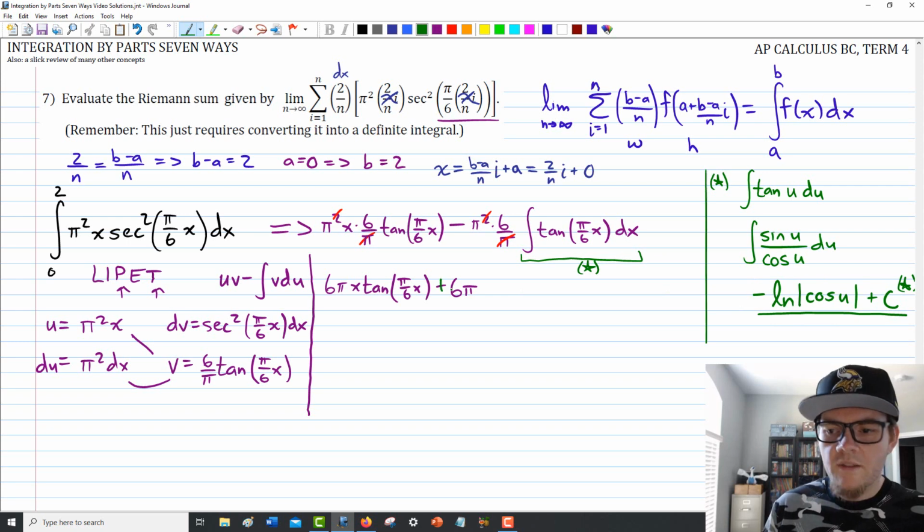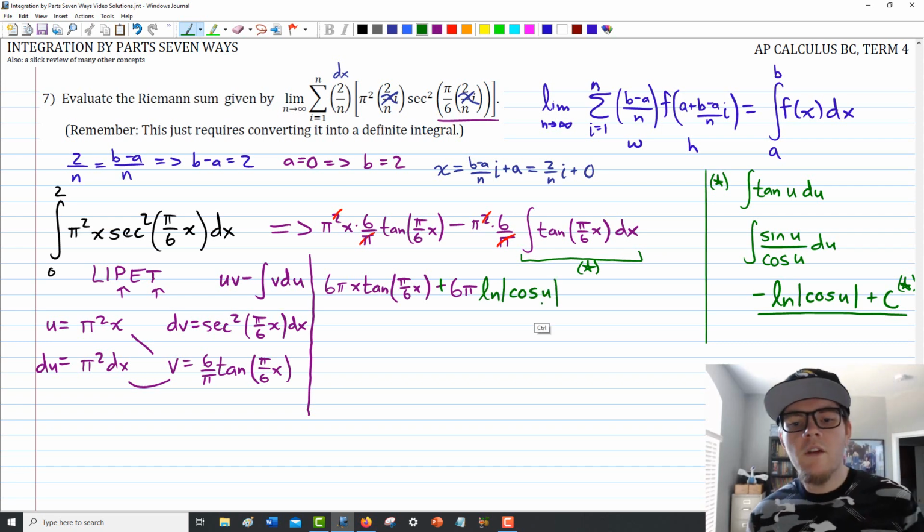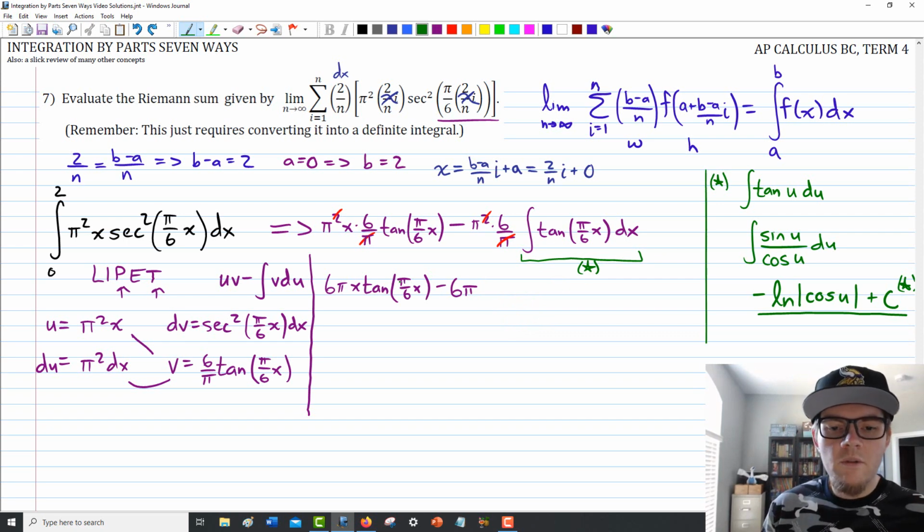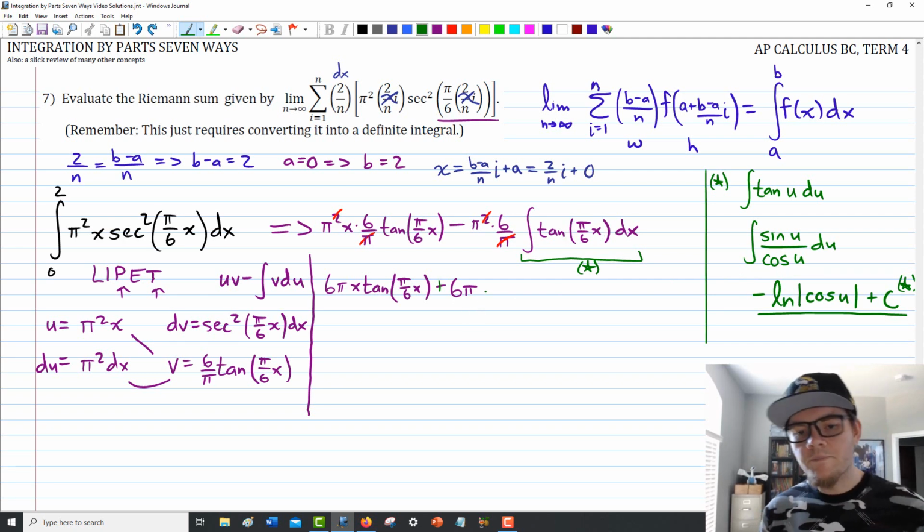If I bring that in, it's going to make this a plus, and it'll be 6 pi the natural log of the absolute value of cosine of u. Sorry, this is the part that I've forgotten to deal with. We're bringing this in, but we do have to deal with substitution. So we will make that a plus when we bring it back in, but we also have to deal with that pi over 6.